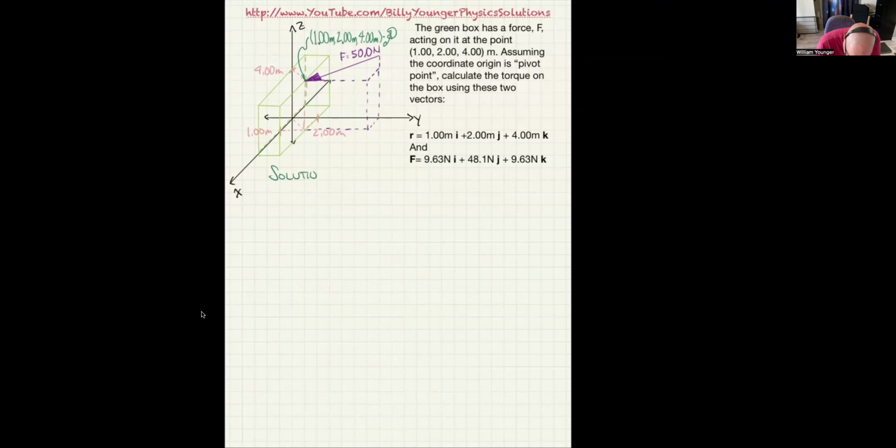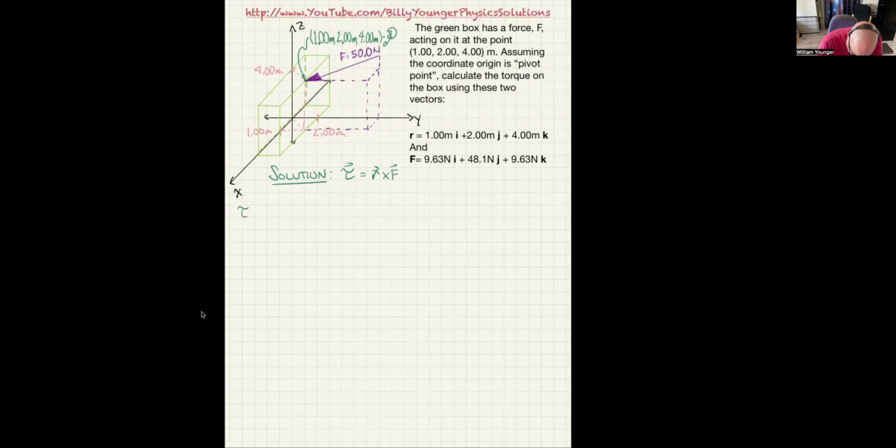Solution. Torque is r cross f, excuse me, I wrote cross instead of equals r cross f. Now, the method I'm going to use here requires the fact that the cross product is what we call a linear operator, that it can act on a linear combination of vectors in such a way that you can just pull the constants out in front and let the vectors act on the vectors. So that's what I'm going to do.